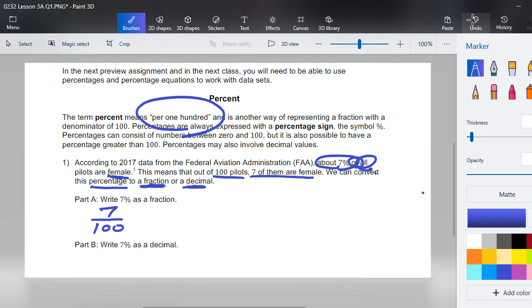The next part is asking us to write 7% as a decimal. 7%, when you divide this in your calculator, will be 0.07. So the per 100 plays in well, and this is something you need to be solid on.